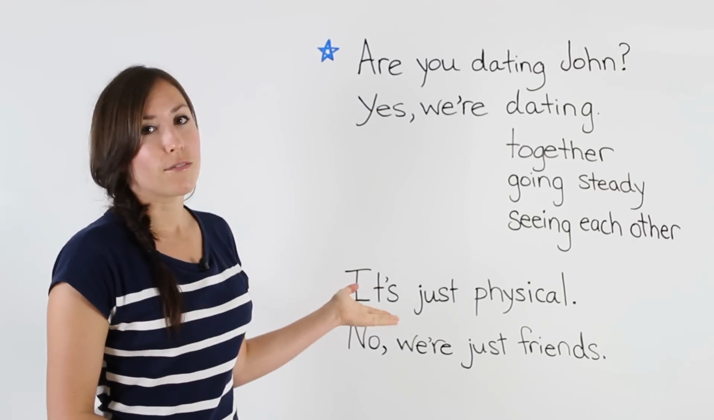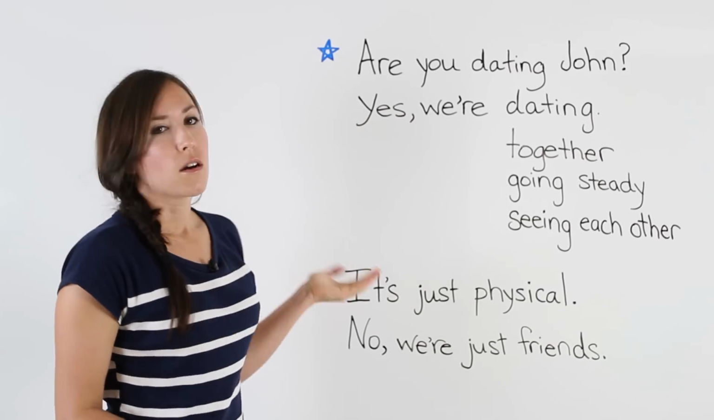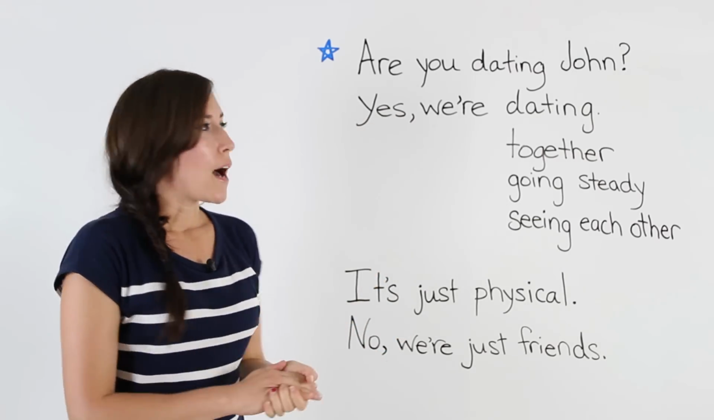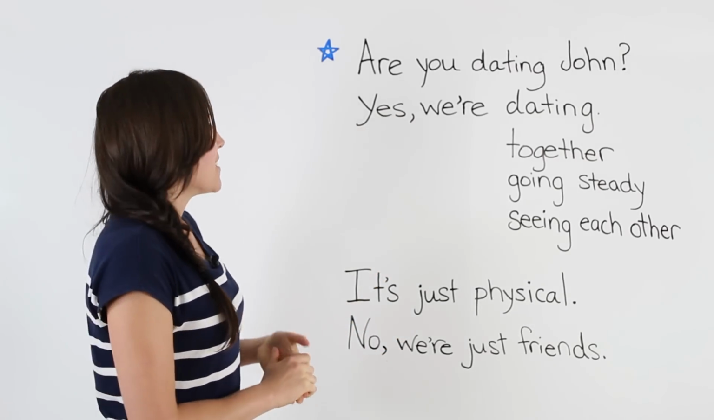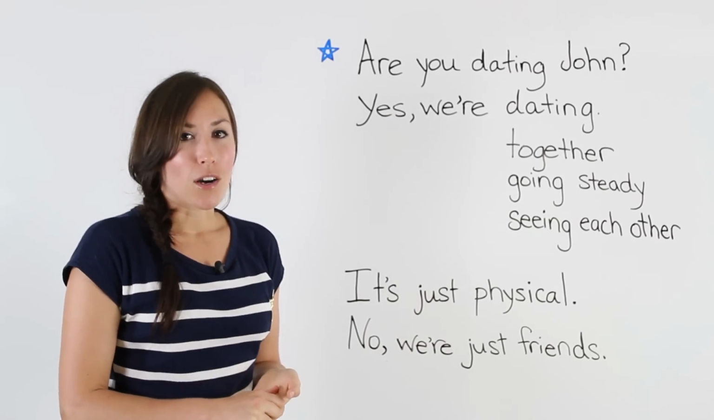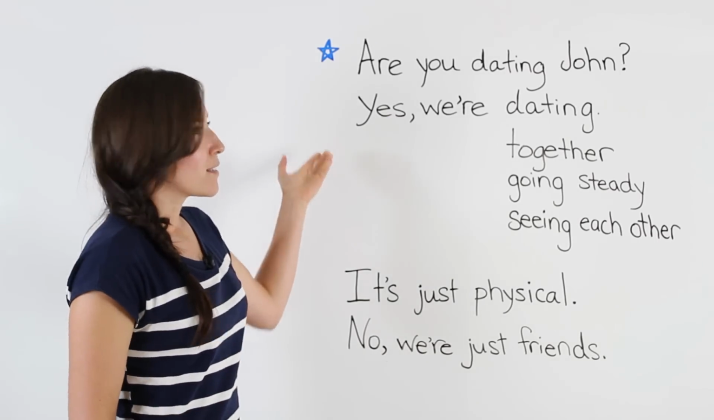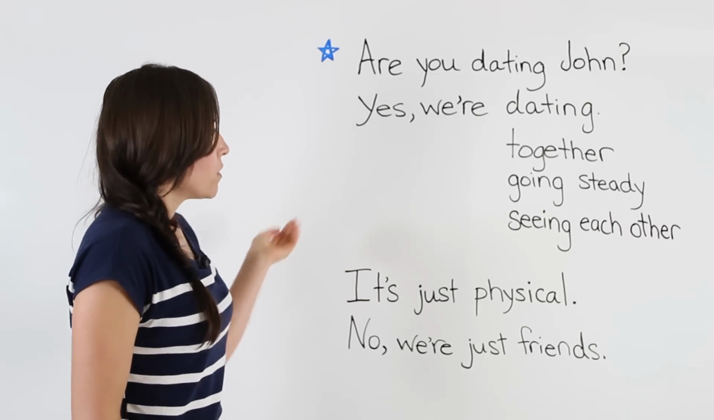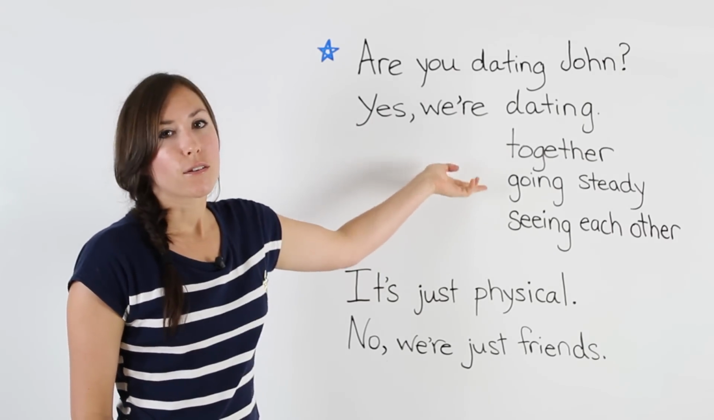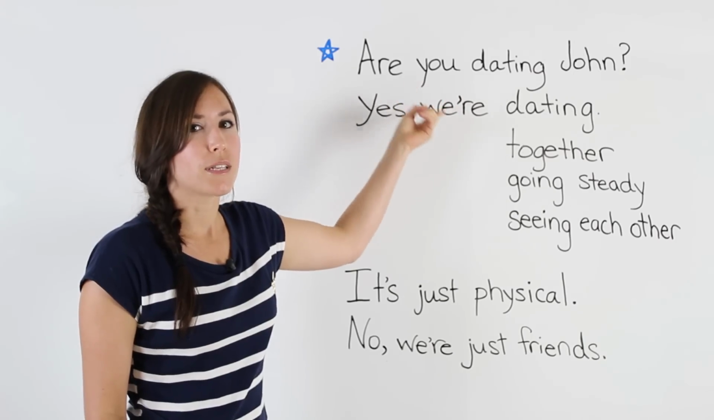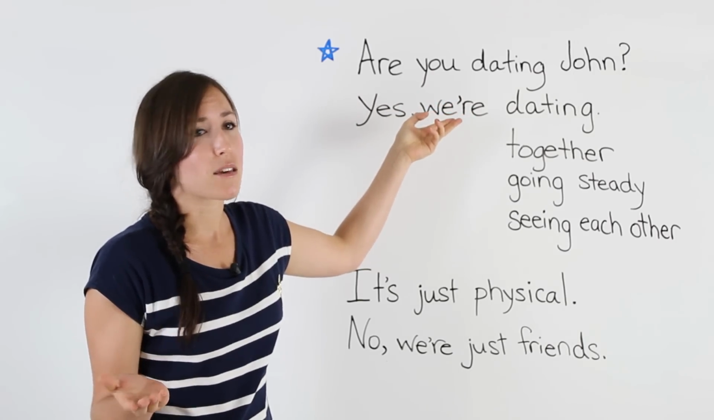Here are a lot of different answers. The question, are you dating John? That's pretending you're a girl. So the easiest answer when you are together is, yes, we are dating. Or, yes, we're together. Those 2 are really similar. We're together, we're dating, they mean the same thing.